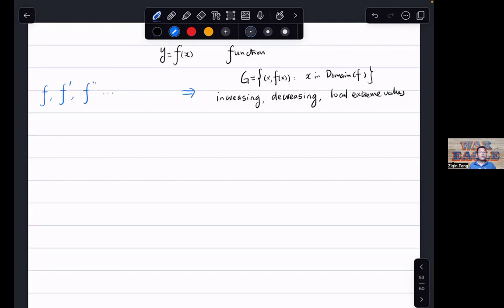Later we'll introduce concave up, concave down. Some nice geometric properties of the graph, right? For sure it has its meaning and it's very important. So the foundation to make all the connections is the mean value theorem. So the mean value theorem, MVT, right? Mean value theorem.